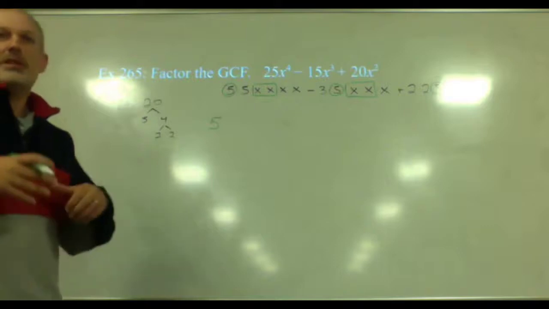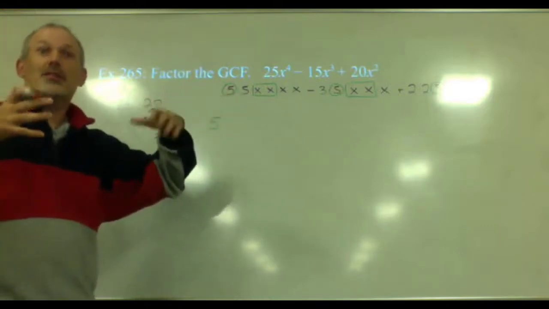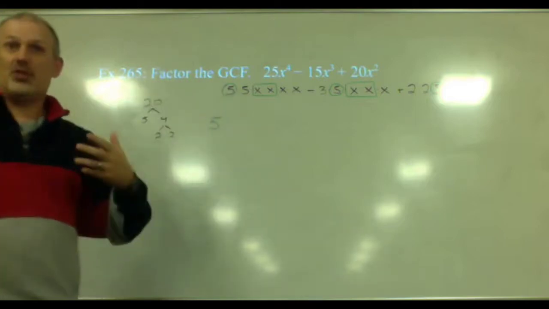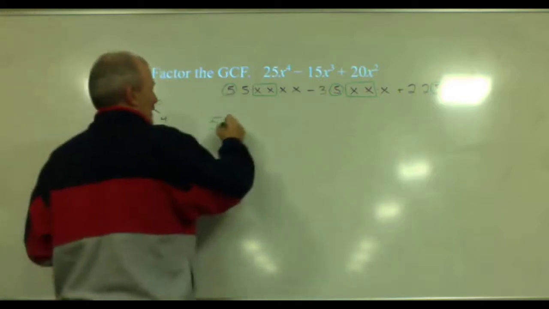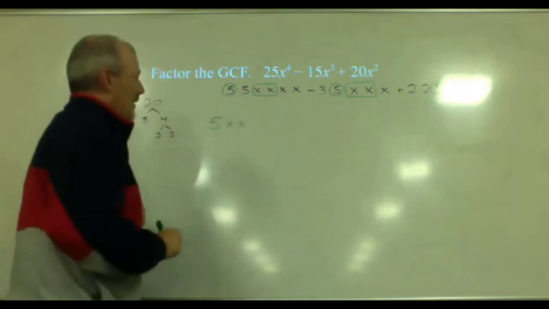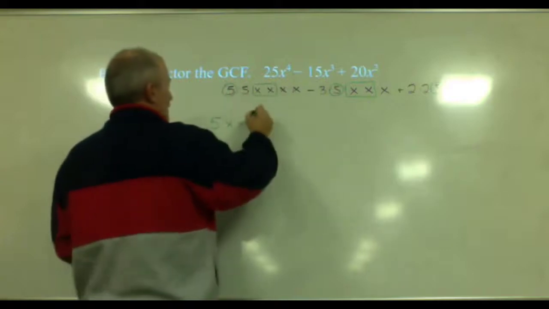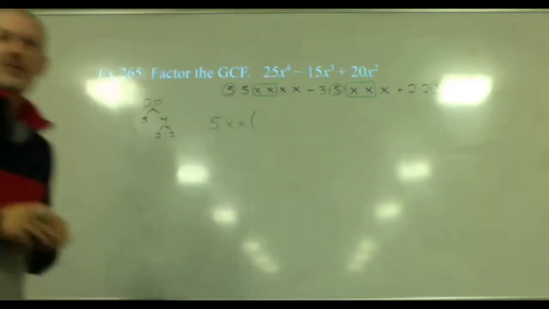we're looking for the greatest amount of everything. So if there's 2 in all of them, we're going to take out 2 x's. So we're going to take out the x and the x. Okay? Now, after we have figured out what our greatest common factor is, we write down a parentheses.